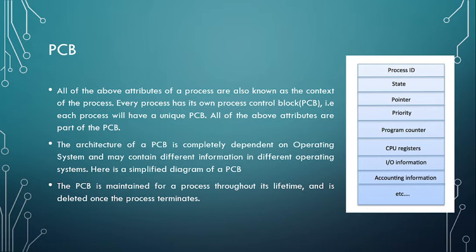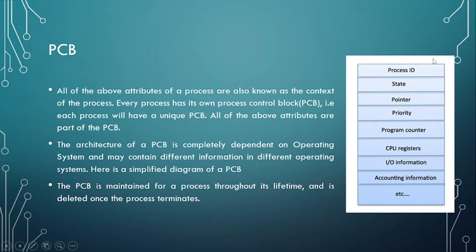The architecture of a process control block is completely dependent on the operating system and may contain different information in different operating systems. Here is a simplified diagram of a process control block. The process control block is maintained for a process throughout its lifetime and is deleted once the process terminates. You can see the attributes of a process here.